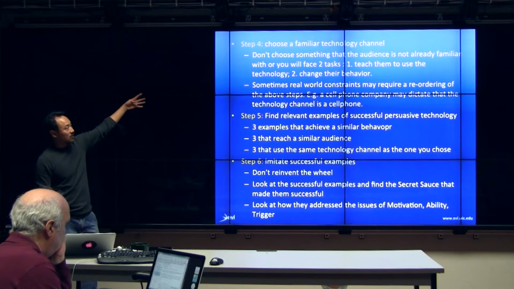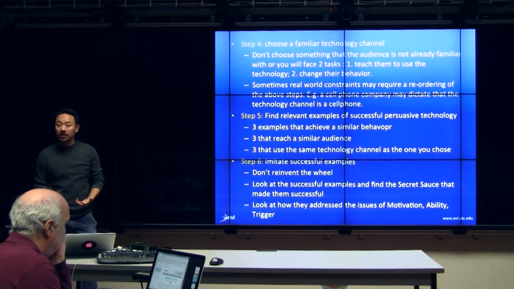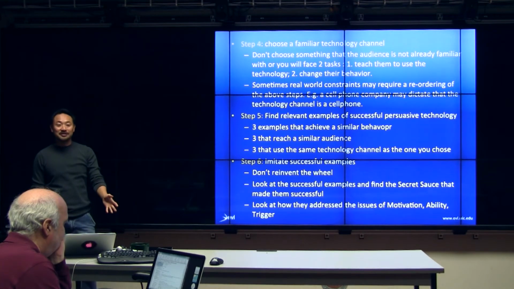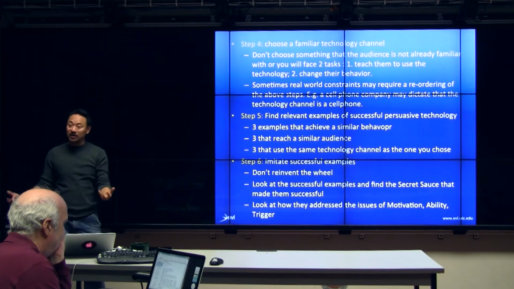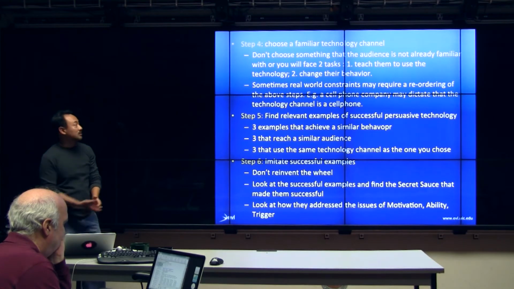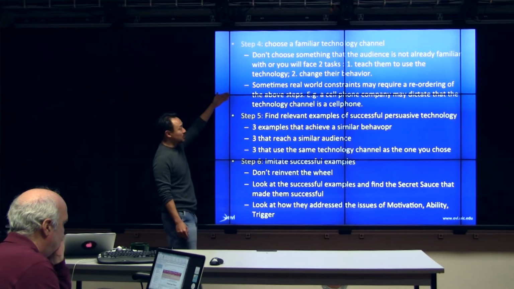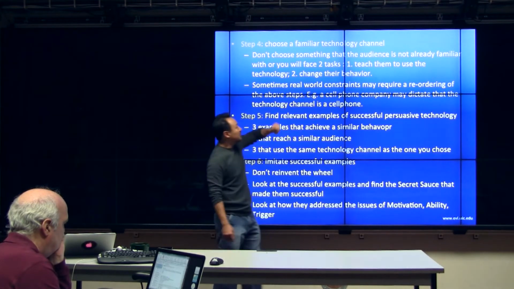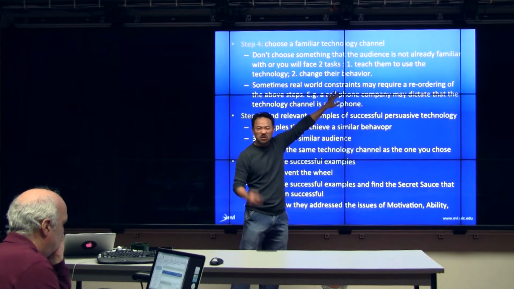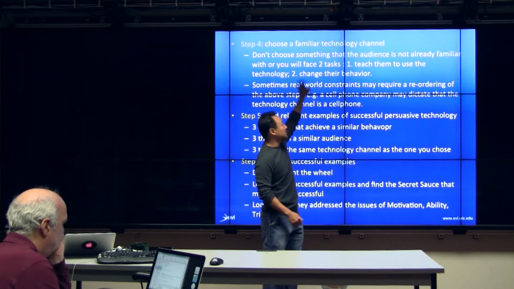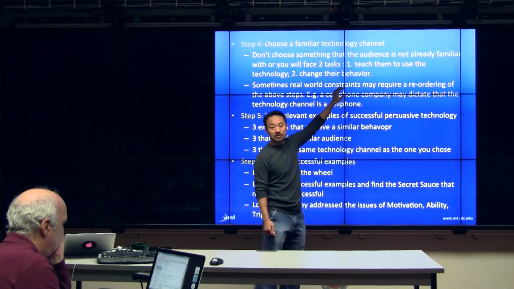Step 4, we already talked about this. Choose a familiar technology channel. If you're talking about your parents and you're asking them to enter statistical data into a spreadsheet and then upload it, that's probably not going to work, all right? That's not the right technology channel for them, for that audience, right? Because if you do introduce some foreign technology, as I mentioned before, first you got to teach them to use the technology, and then you got to change their behavior. So you've got to first do a study to determine, can they even operate my technology before you can do a study on, can they change their behavior.